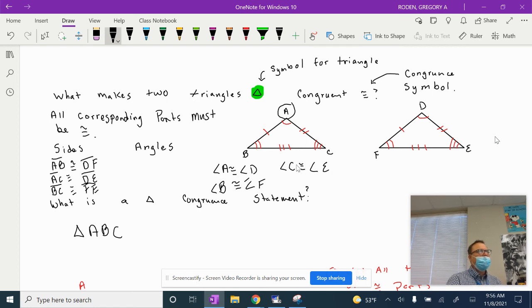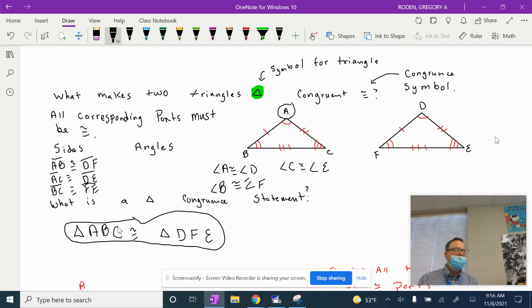Now, when I name it over here, I have to name it the same way. So what letter am I going to start with first, class, in this triangle over here? D. And then I have to go to what? F. And then what? E. See that? So now we can see that these two triangles are congruent because all corresponding parts are congruent. If all corresponding angles and sides are congruent, then we can make a triangle congruent statement. Does everyone see that? It's a pretty simple concept, right? Are there any questions here?